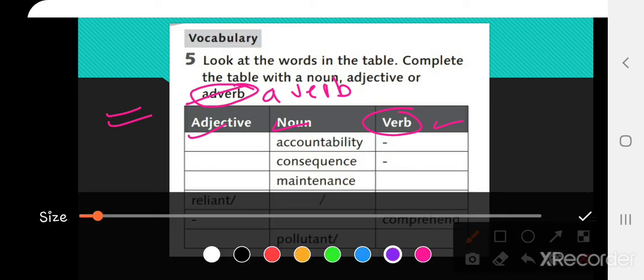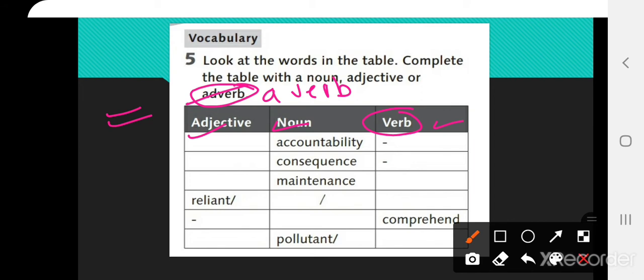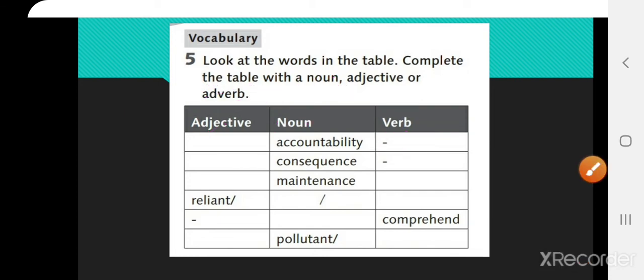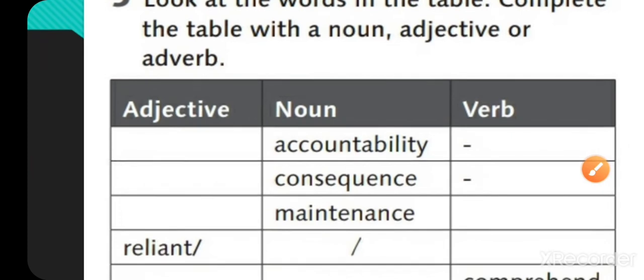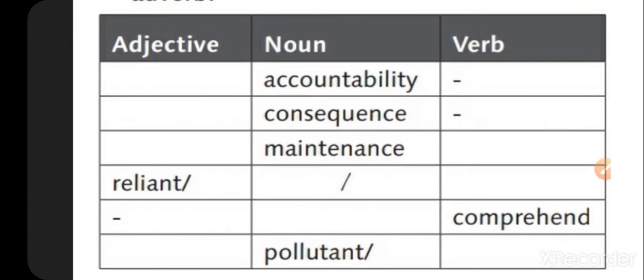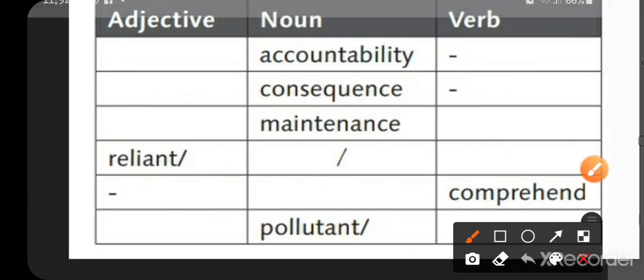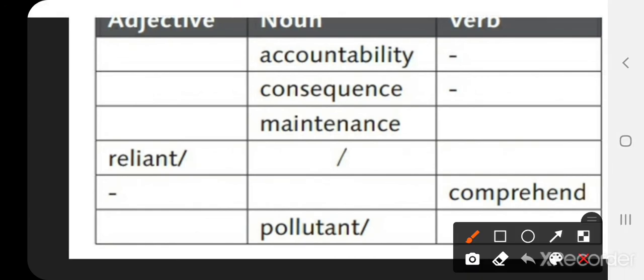Now, the first one here is accountability. It's a noun. They tell us here that it doesn't have a verb, so we don't need to write it. What about the adjective? The adjective of accountability is what? It's accountable. So you have to write here accountable. I just want to make the page larger and start to write in it. So the first one is what? Accountable.